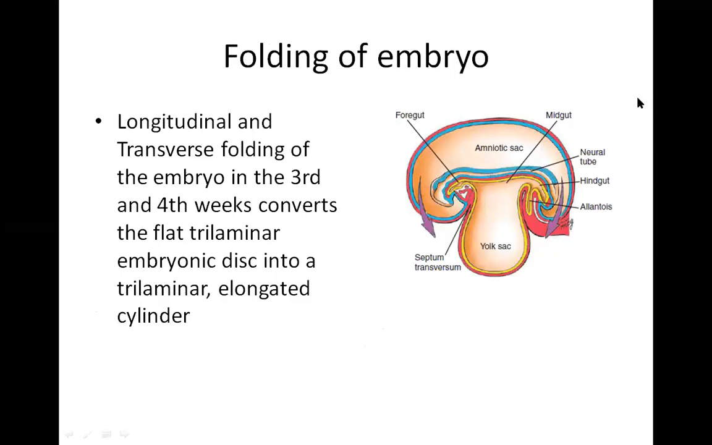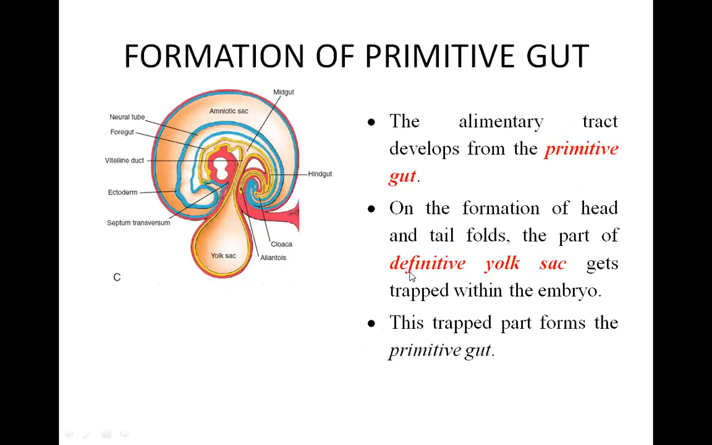So firstly, this diagram is showing the folding of the embryo in a cephalocaudal direction. This is the head fold which is being formed, and this is the tail fold. So the longitudinal folding and the transverse folding of the embryo during third and fourth week, it converts a flat trilaminar embryonic disc into a trilaminar elongated cylinder. So this leads to entrapment of the primitive gut into the developing embryo.